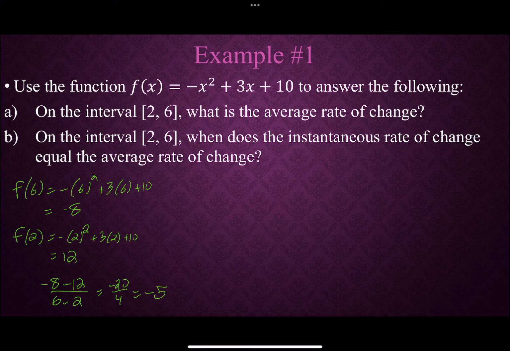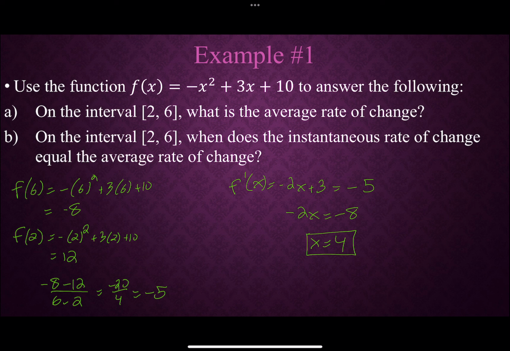So now for part B, they want to compare the instantaneous rate of change to this. Well, instantaneous rate of change is the derivative. So we take our derivative, f prime, which is negative 2x plus 3, and we set it equal to the average rate of change, negative 5. So negative 2x equals negative 8, x equals 4 would be the location for which the mean value theorem applies. And 4 is in between 2 and 6, so we're okay.